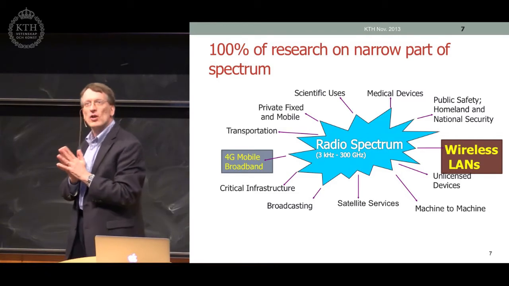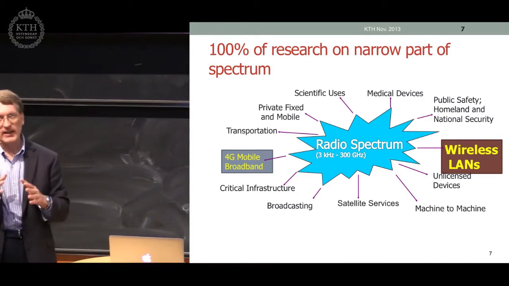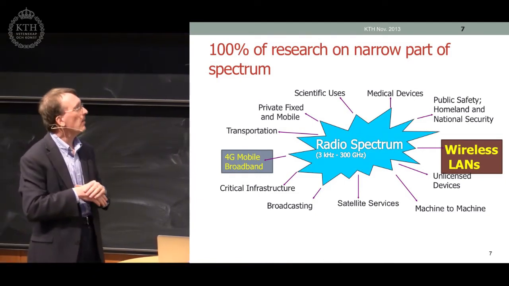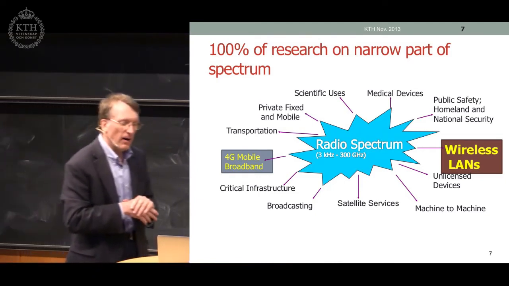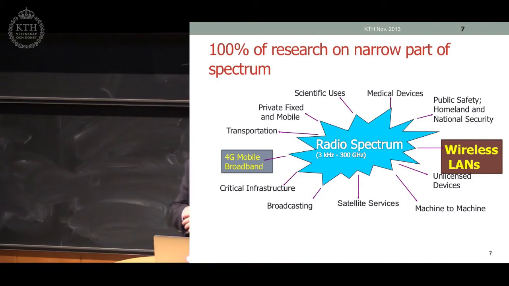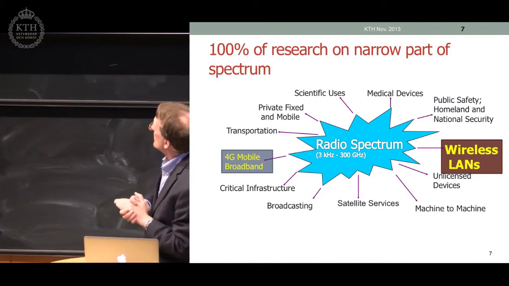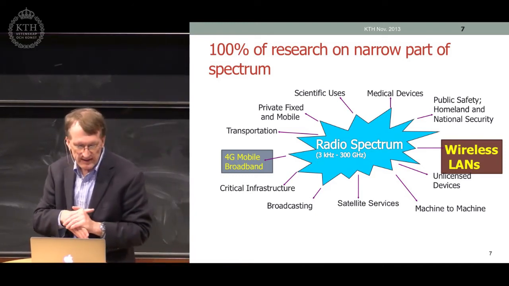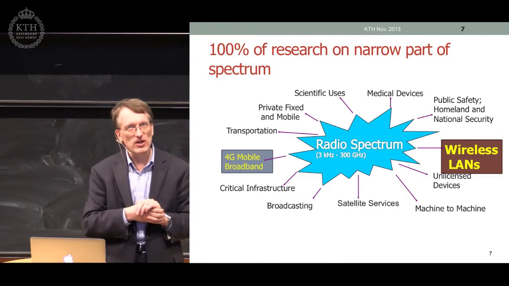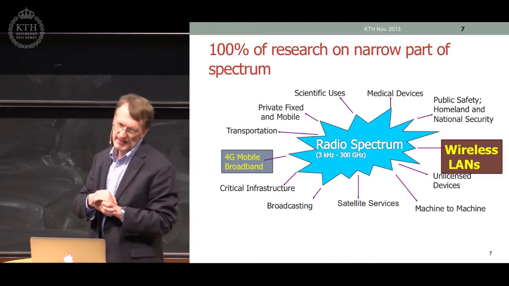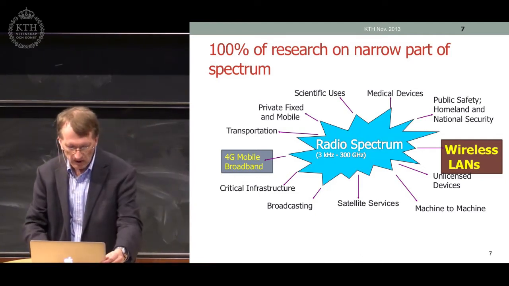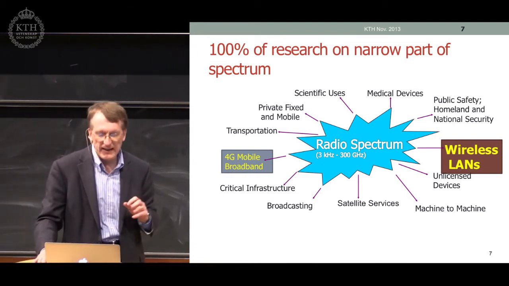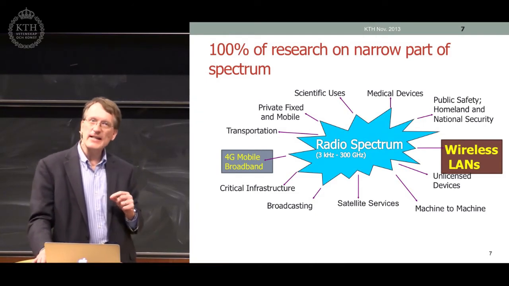So we tend to focus, as researchers in networking, on a narrow set of topics. If you looked at networking papers, probably 99% of all papers are on two topics: wireless LANs, 802.11 type things, and maybe 4G mobile broadband. But there are many, many other frequencies and applications which are used. They're just not research topics at the moment. So, for example, you have private fixed networks used by police and firefighters. You have scientific use.